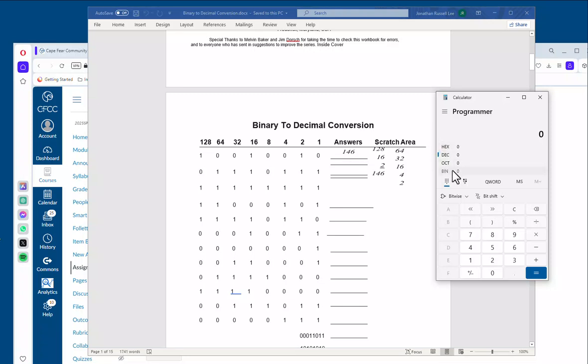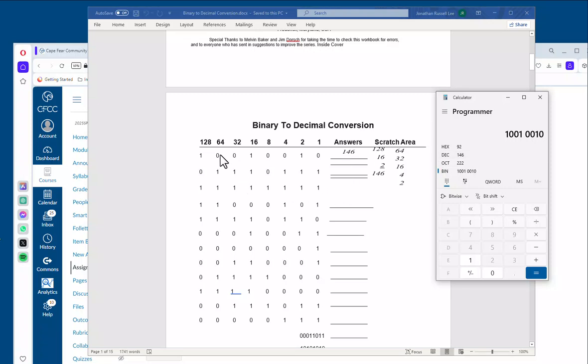Now you can check your work with your calculator. Switch to binary mode, and you'll notice all the numbers here are grayed out except for 1 and 0, because in binary all you have is 1 and 0. So we're going to type in 1, 0, 0, 1, 0, 0, 1, 0. And if we look up here under decimal, sure enough, it's 146. Okay, so we got that one right.